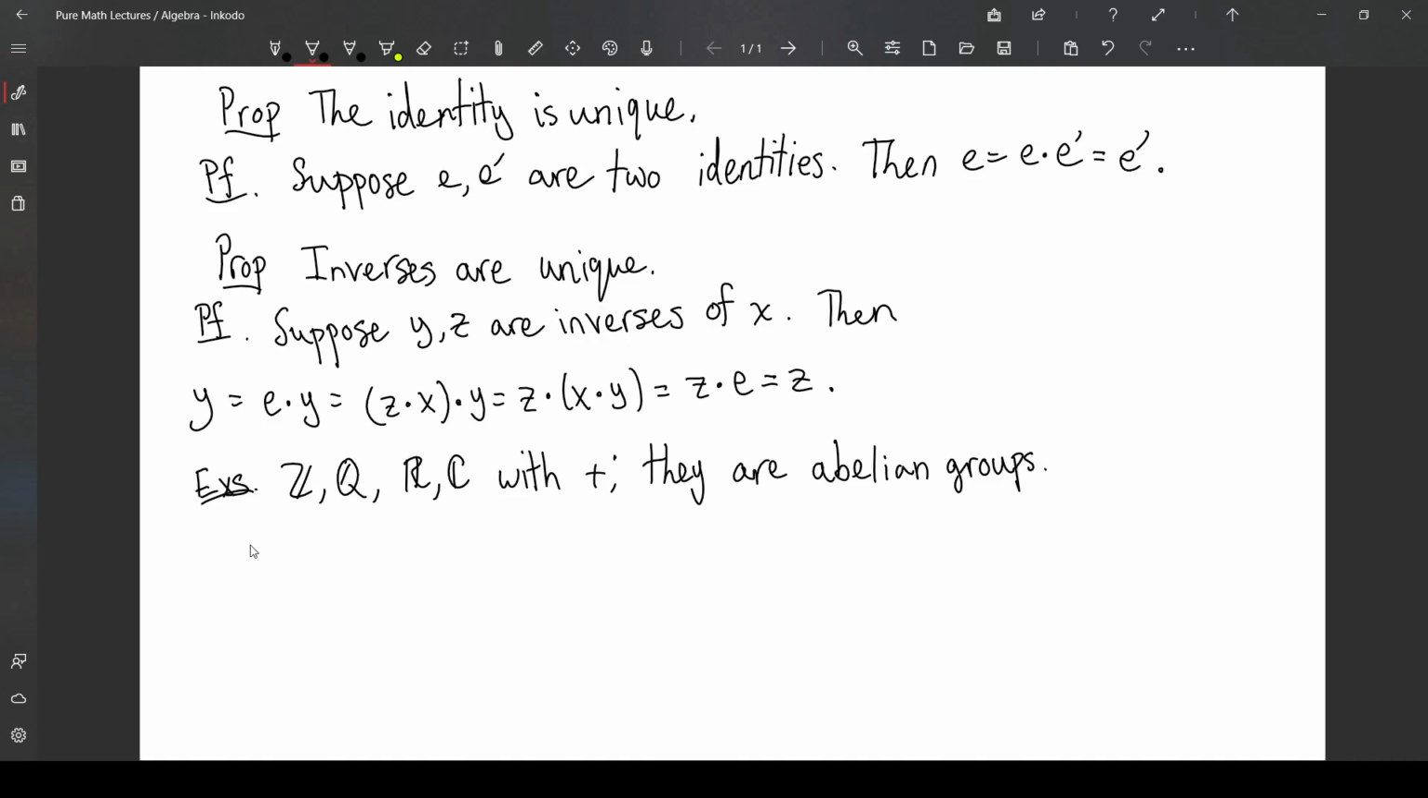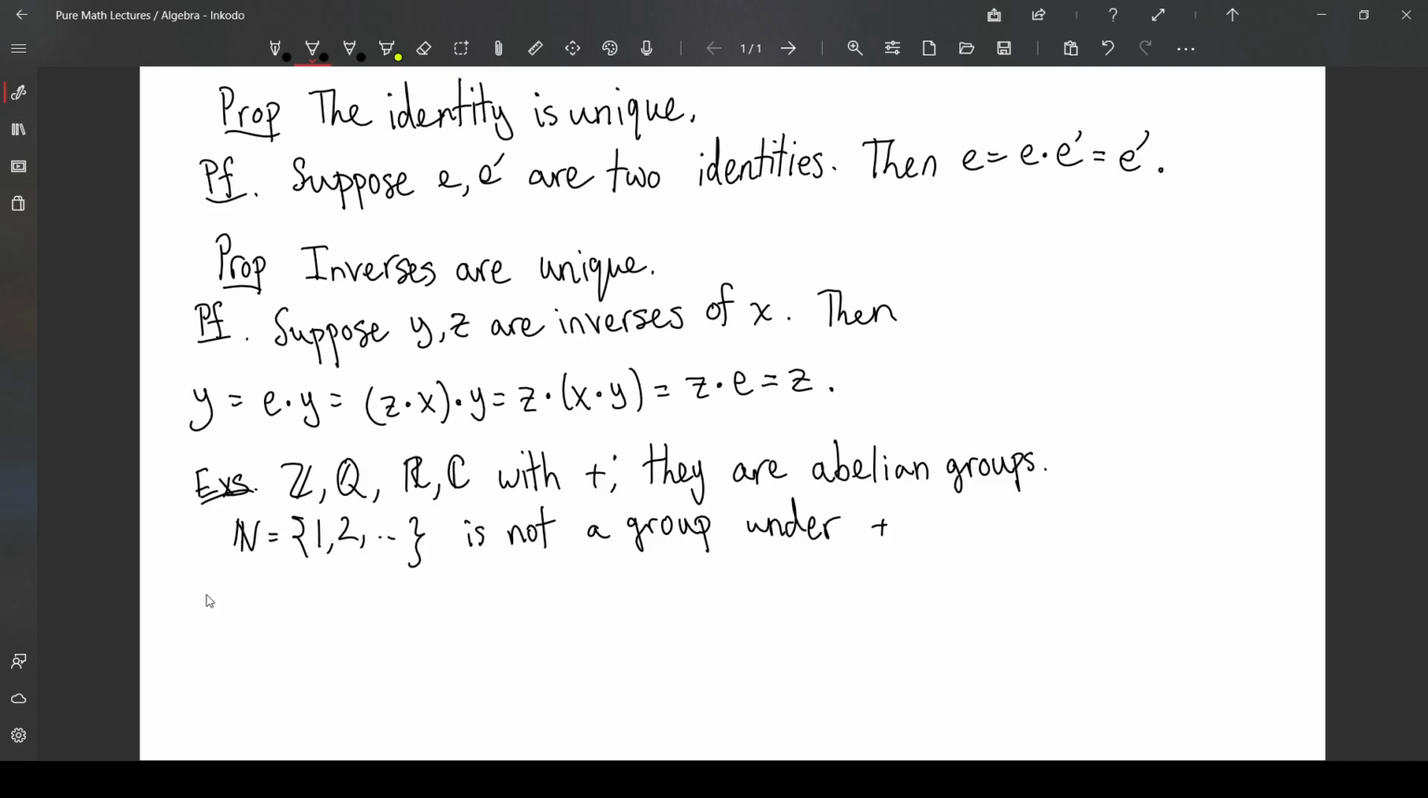Notice, for instance, the natural numbers, sometimes defined with 0, sometimes not. I'm just going to define it without 0 for this case, but it doesn't matter either way. Is not a group under addition because 1, there's no identity, 2, there's no inverses. Even if we added 0, 0 would be the identity, but there's still no inverses.